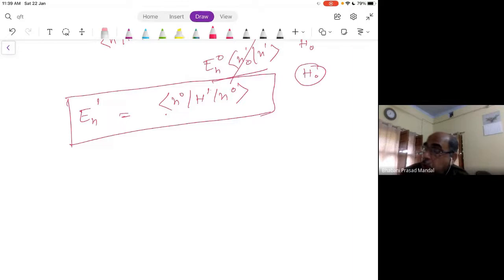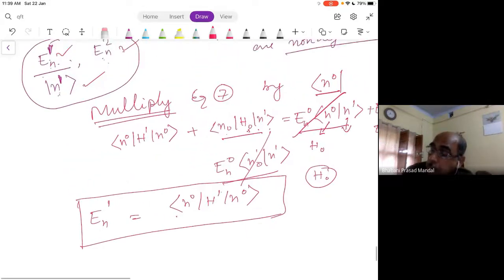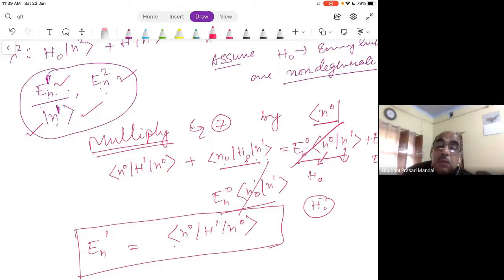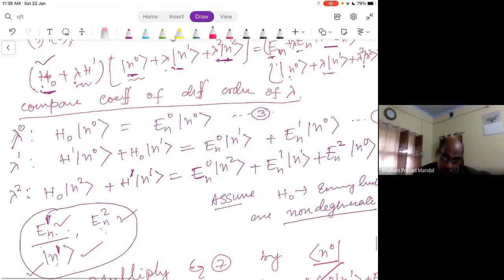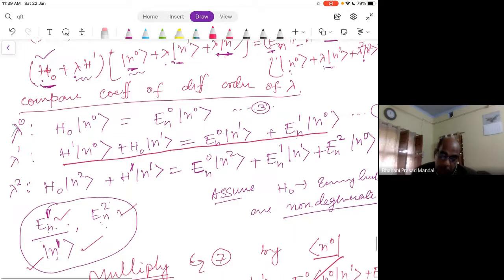Okay, very good. We have time, 20 minutes or more, so let us try to find one more quantity, the correction to the first order wave function. Then later we'll find the second order. For that, we again start with equation 7, but we'll collect the n0 state on the left side and the n1 state on the right side. So let us consider equation 7 again.